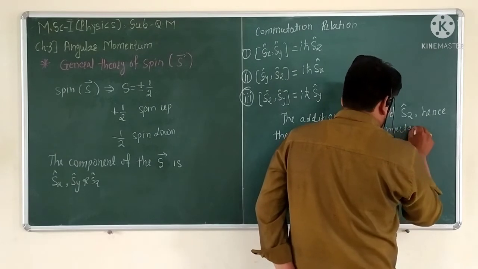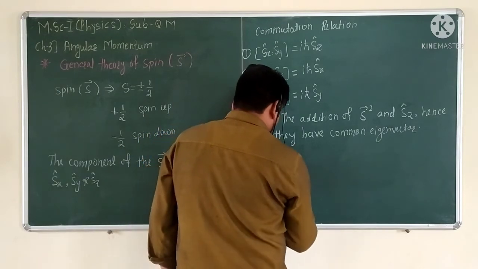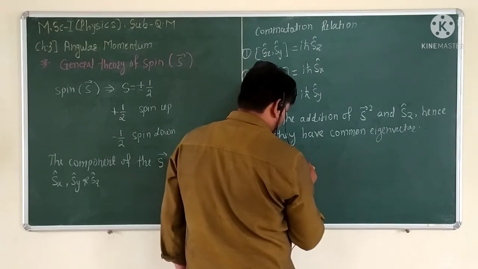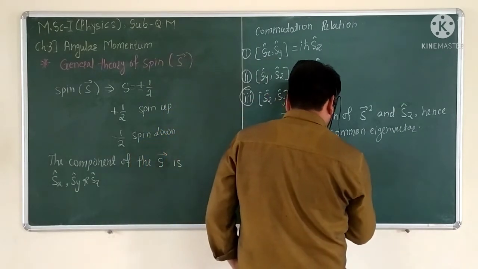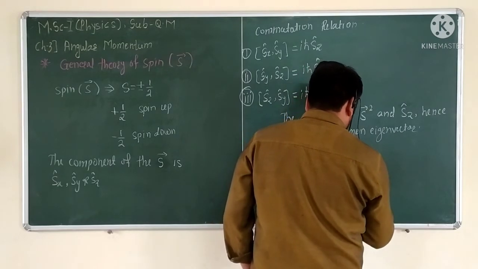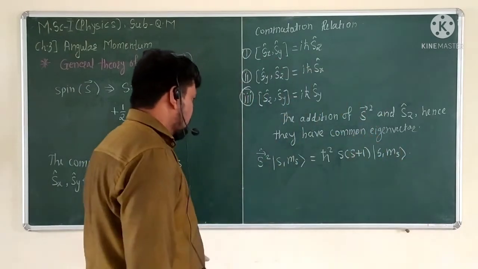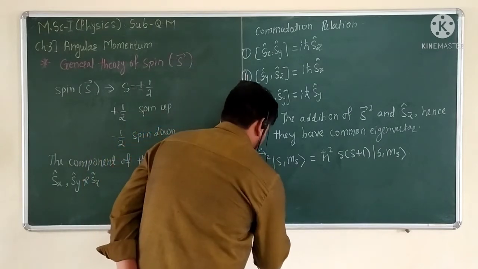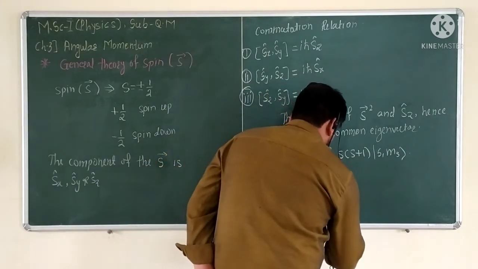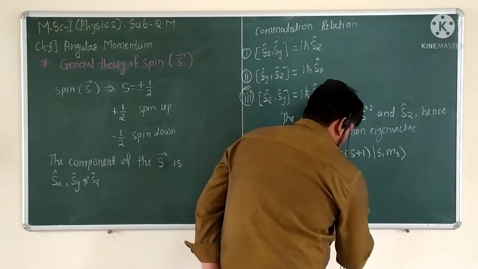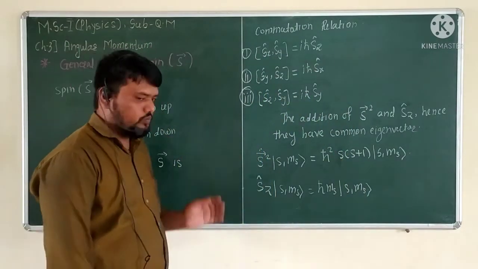So S square operates on the ket of spin and azimuthal quantum number of the spin, which is considered as ms. This gives h cross square s into s plus 1, times the ket s comma ms. Similarly, the eigenvector of Sz gives Sz on ket s comma ms equal to h cross ms times ket s comma ms.